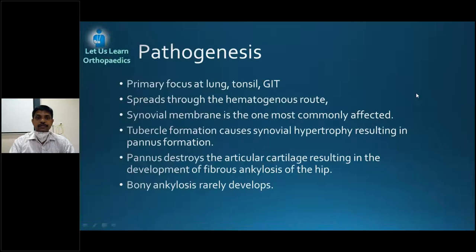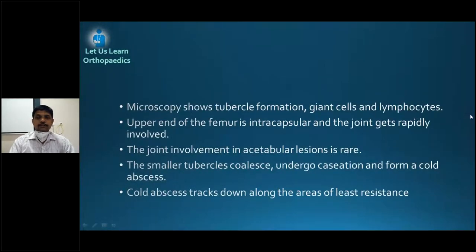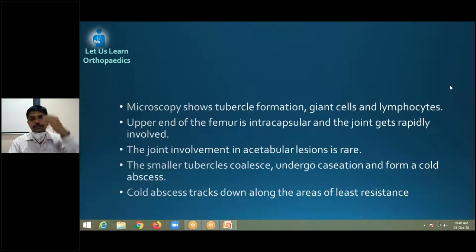And coming to next, microscopy of this chronic tuberculous inflammation results in tubercle formation. It consists of giant cells, lymphocytes, and the upper end of the femur is intracapsular, and the joint gets rapidly involved. The joint involvement in acetabular lesions is rare. The small tubercles undergo caseation and form a cold abscess, and the cold abscess tracks along the areas of least resistance. This is all the microscopic picture and the pathogenesis. Since it's a chronic inflammatory response, there will be formation of lymphocytes, giant cells, and joint involvement with TB is very rare when the tuberculosis focus is on the acetabulum side.